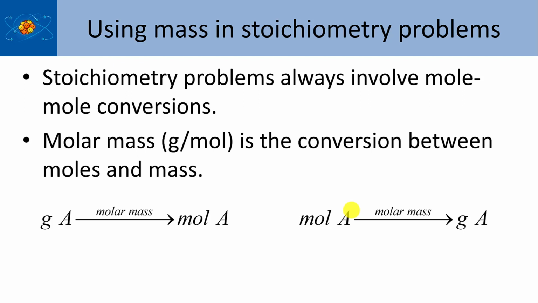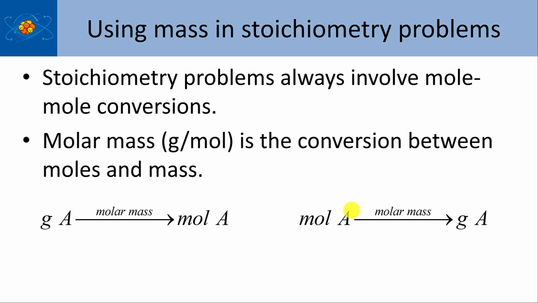Okay, so the next part we have to figure out is how we're going to work with mass, since mass is really what we measure in the laboratory. So it turns out every stoichiometry problem has what we just did in it. It always has some kind of mole to mole conversion. And in order to do the mole to mole conversion, you have to have a balanced chemical reaction. But once you convert to moles, like go moles of A to moles of B, or moles of B to moles of A, doesn't really matter.